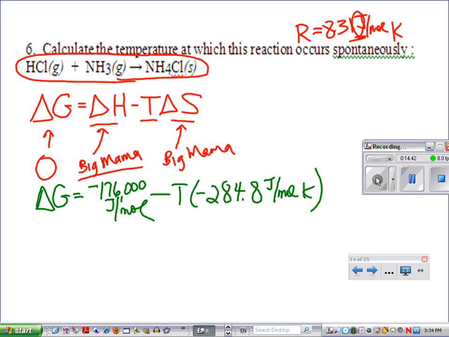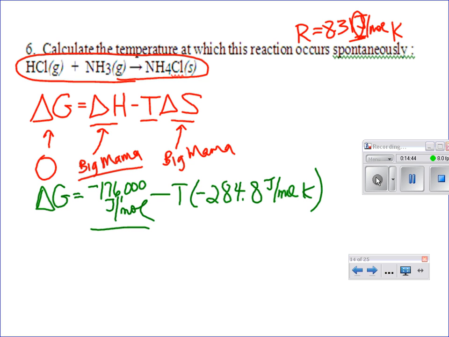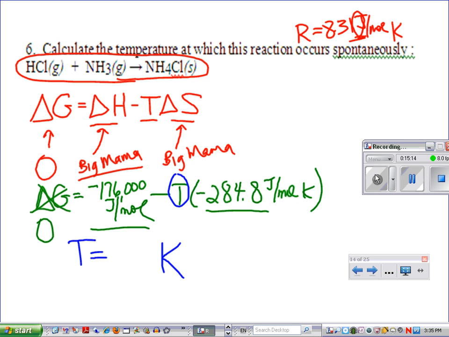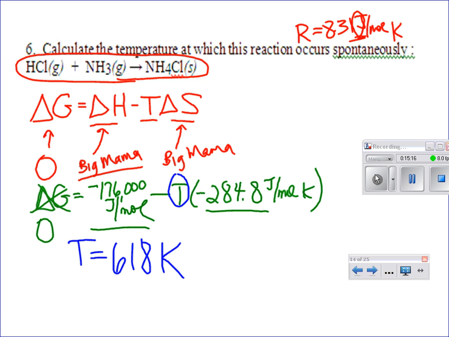Okay, so our rows calculated, and they got negative 176,000 joules per mole for their delta H. For delta S, they got negative 284.8. Those of you at home, please check that you can get those numbers. We're going to set delta G to 0, and you're going to solve for T. So let's go ahead and get that done. We end up with T in Kelvin for the answer of 618 Kelvin.